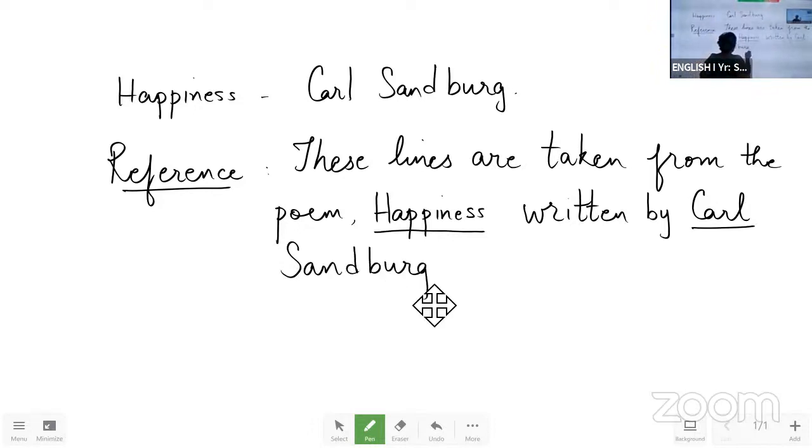Now, if you are writing supplementary, this is sufficient for you. Just mention the name of the lesson, poem and the name of the poet. But if you are writing betterment, this is not sufficient, children. Write a little bit more about the poet. A little more, just 2 lines about the poet.